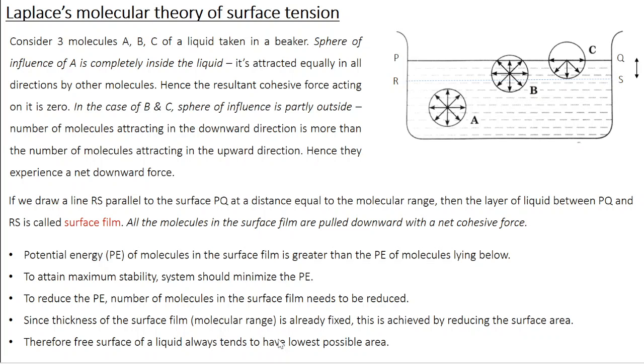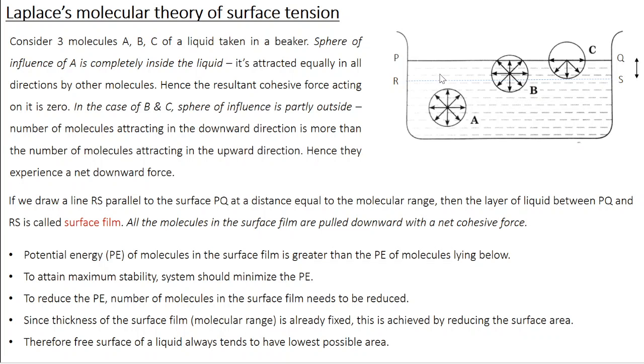So here also, to attain maximum stability, the liquid system should minimize the potential energy. Now the total potential energy is nothing but the sum of the potential energy of all these individual molecules. So if you were to decrease the potential energy, you need to decrease the number of molecules in the surface film.